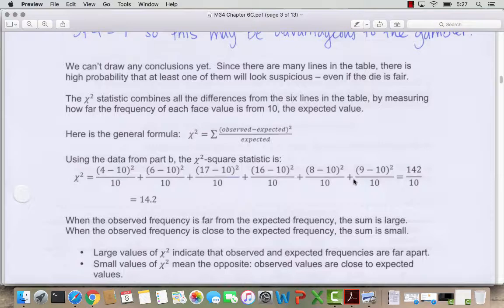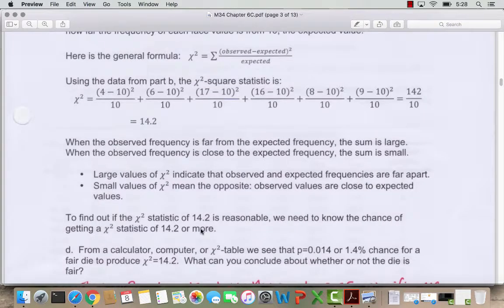So we can't draw any conclusions yet, right? Since there are many lines in the table, there's a high probability that at least one of them will look suspicious, even if the die is fair. So what the chi-square statistic does is combine all the differences for each of the 6 lines in the table by measuring how far the frequency of each face is from 10, which is what we expect, our expected value.